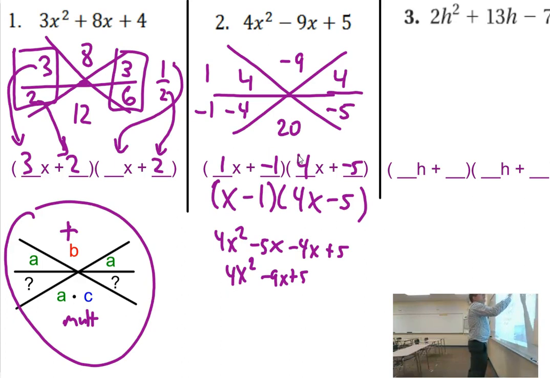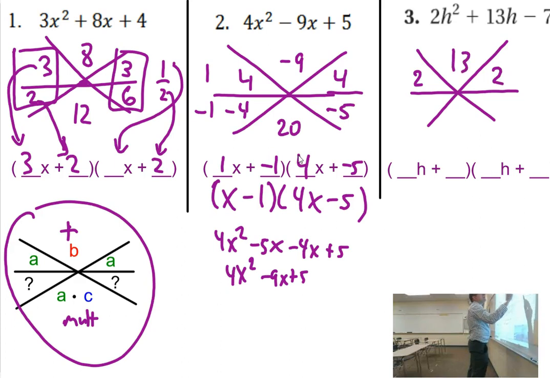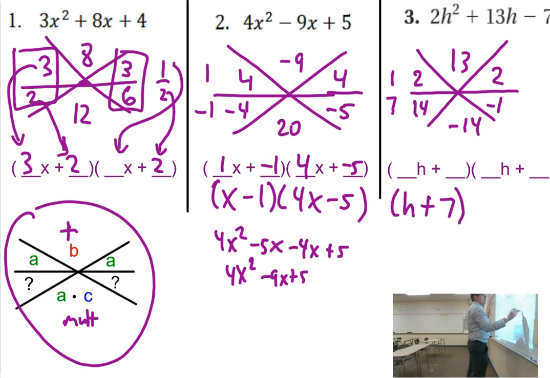All right, so next we'll try 2h squared plus 13h minus 7. Okay, so A is 2, B is 13, 2 times negative 7 is negative 14. So looking for numbers that multiply to get negative 14 and add to get 13. I believe 14 and negative 1 would do that. This will reduce to 1 over 7. So I'd have h plus 7. Then over here I'd have 2h minus 1.